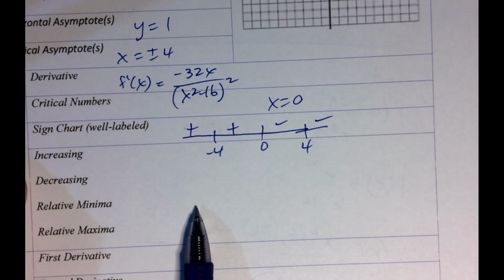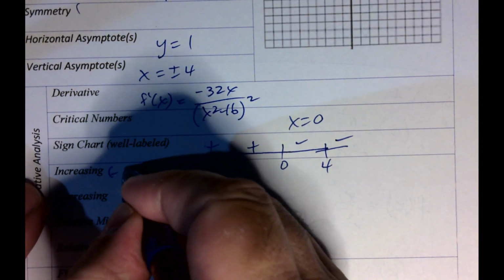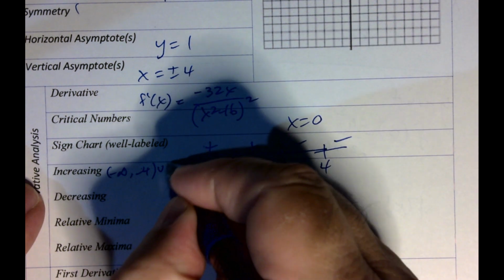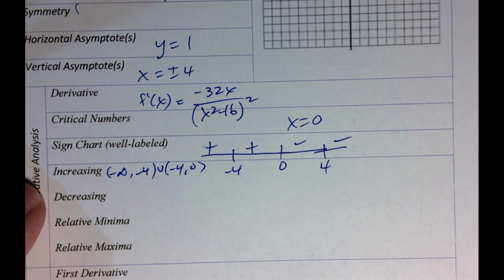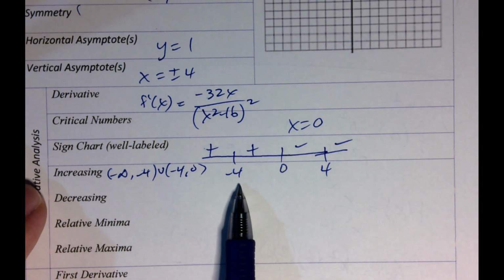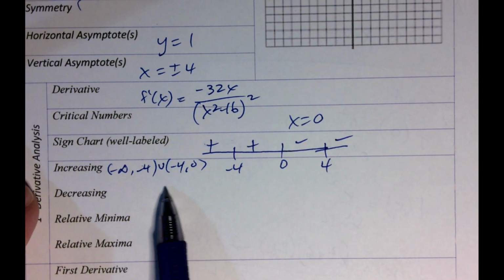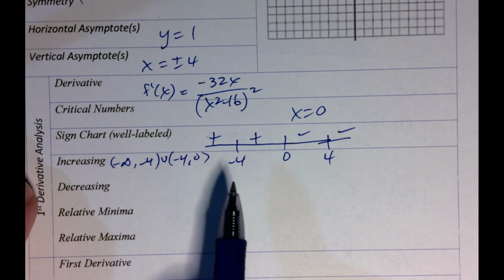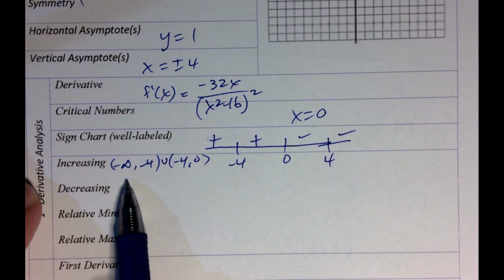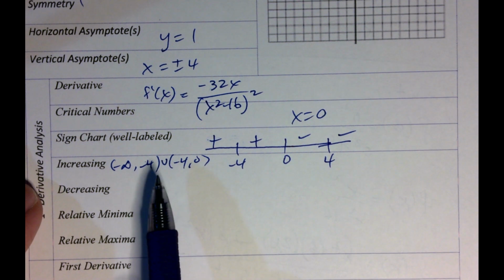All right. Now, this is going to be our analysis here. Where is the function increasing? It's increasing from negative infinity to negative 4, and from negative 4 to 0. Some people say, why can't we just put it all together? Because we do have a major break at x equals negative 4. It's not continuous at negative 4. If it were continuous at negative 4, you could probably get away with rewriting it as just negative infinity to 0. But since it's not continuous at negative 4, you have to make that break.